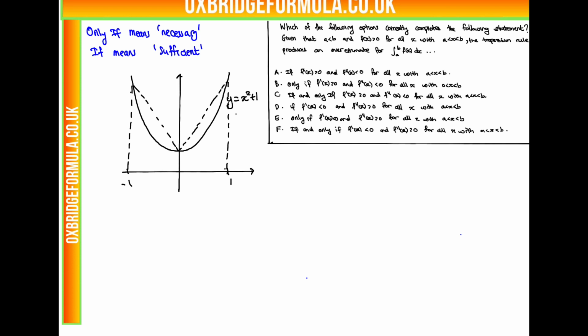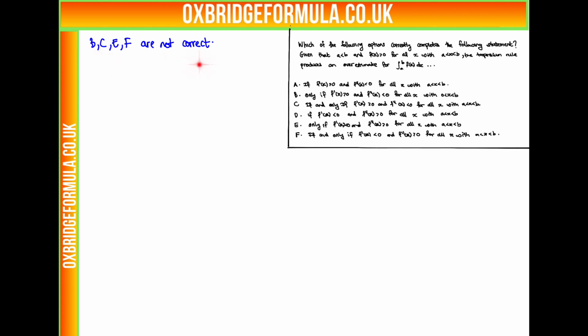So that means that there is no restriction on what the sign of the derivative should be in order for this to be true. In other words, all the statements that have only if f prime is bigger than 0 or f prime is less than 0, so only if statements on the derivatives, are not true. This allows us to eliminate options B, C, E, and F, because B, C, E, and F all have only if statements applied to the derivative. So as we said, B, C, E, F are not correct. That only leaves us with option A or option D.